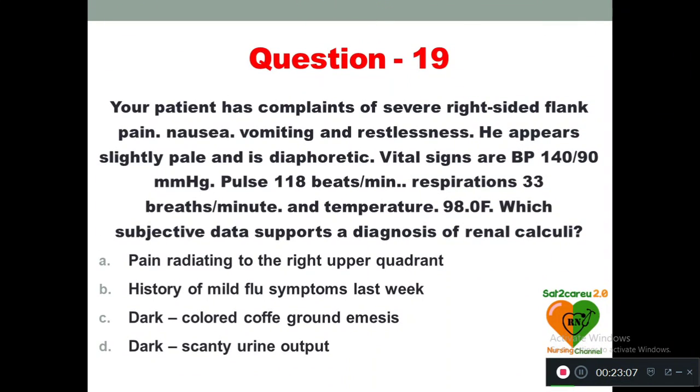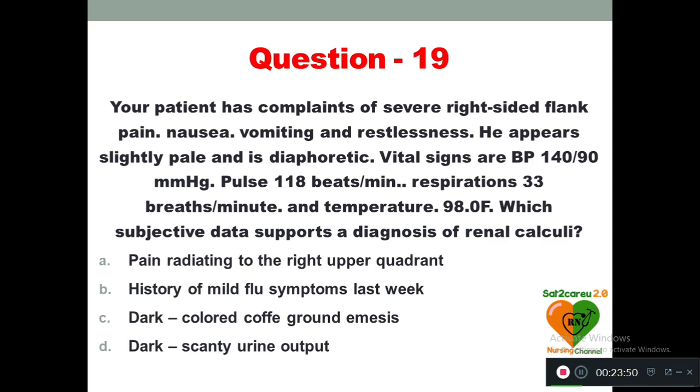This is the 19th question. Your patient has complaints of severe right-sided flank pain, nausea, vomiting, and restlessness. He appears slightly pale and is diaphoretic. Vital signs: BP is 140 by 90 millimeters of mercury, pulse rate 118 beats per minute, respiration 33 breaths per minute, and temperature is 98.0 Fahrenheit. Which subjective data supports the diagnosis of renal calculi?